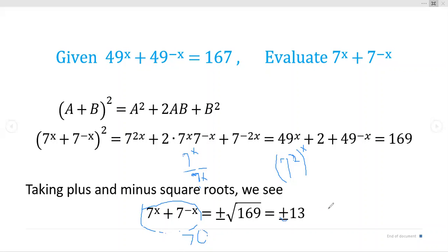So the only answer would be just plus 13. I'll write a parenthesis there, plus 13. Mathematically, as far as taking the square roots, if you're just dealing with an unrestricted expression like x, for example, you would have plus and minus solutions. But 7 to the x plus 7 to the minus x is always positive. So anyway, that's the answer, y'all. Plus 13 is the solution. Hope you enjoyed.